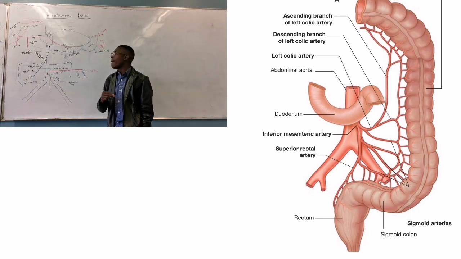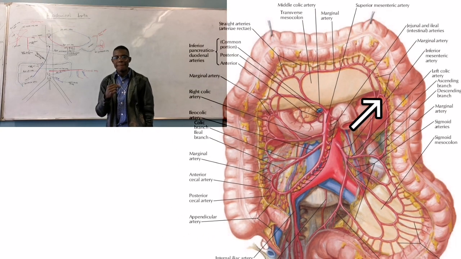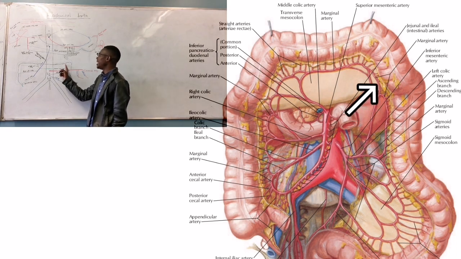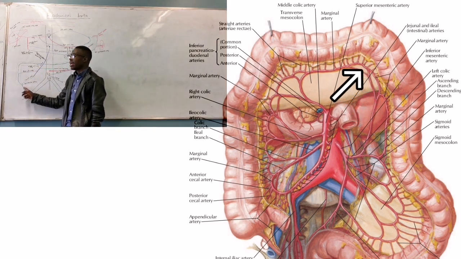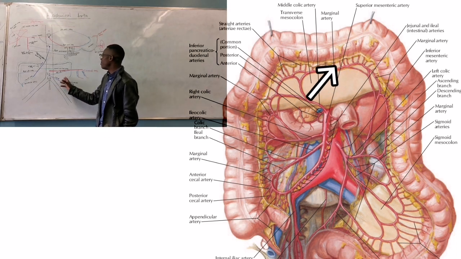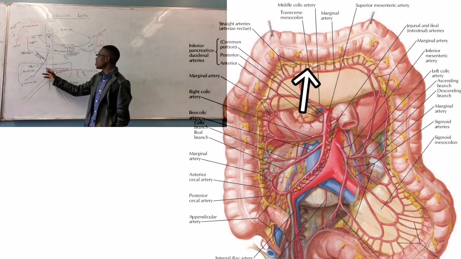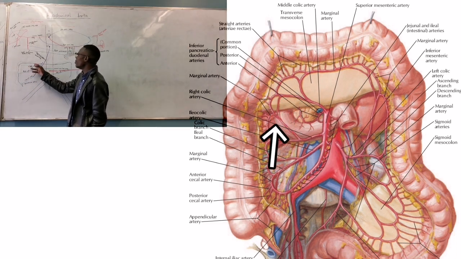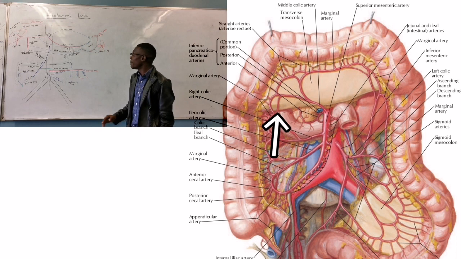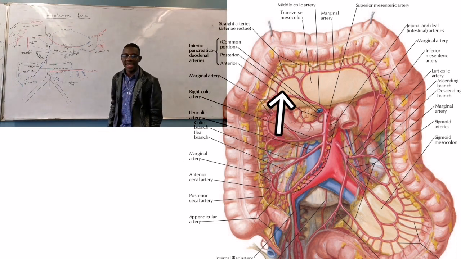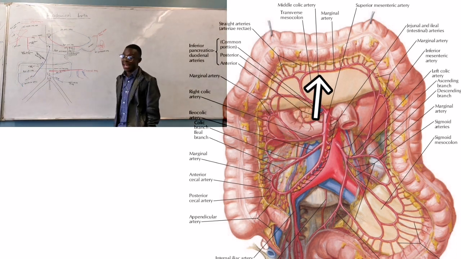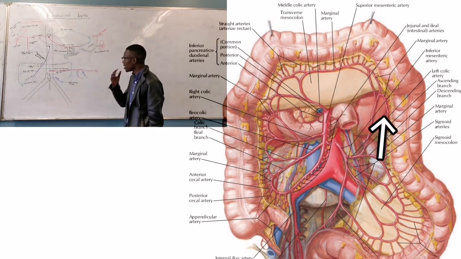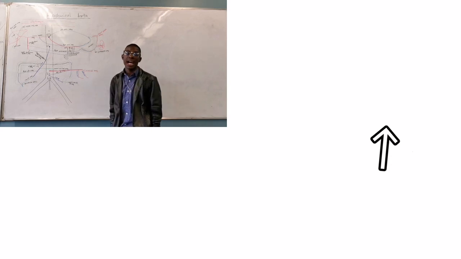We have what we call marginal branches. These marginal branches run along the medial borders of the transverse colon. They are going to anastomose with the branches of the iliocolic artery, the branches of the mid-colic artery, branches of the right colic artery, anastomosing around the borders of the large intestine or the large bowel. So this is the course of the inferior mesenteric artery.